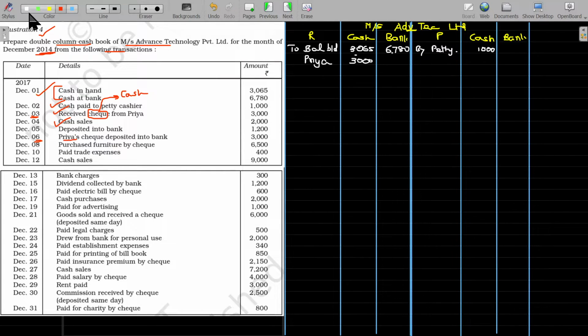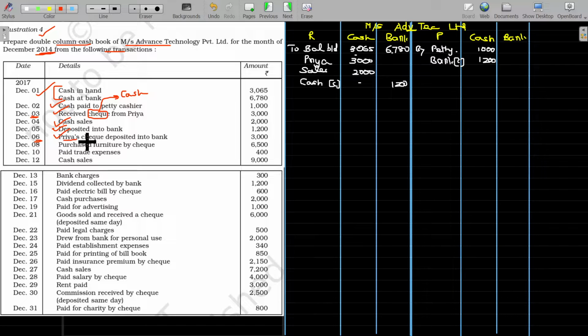Then cash sales in the receipt side, sales value being 2000. Deposited into the bank 1200. For the bank it's a receipt of 1200. For the cash it's a payment of 1200. Under cash I name this as bank, under bank it is named as cash. In brackets it's contra. It is contra. Right.